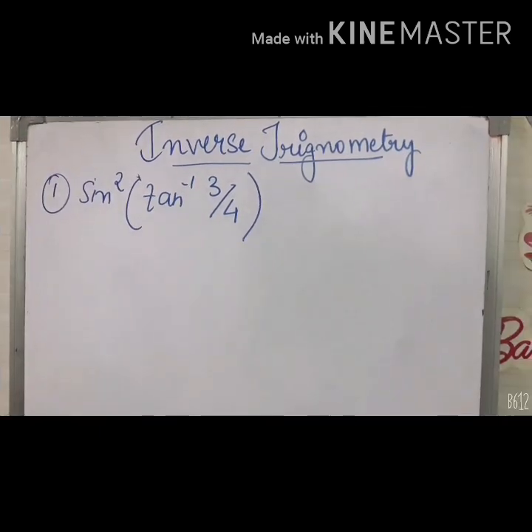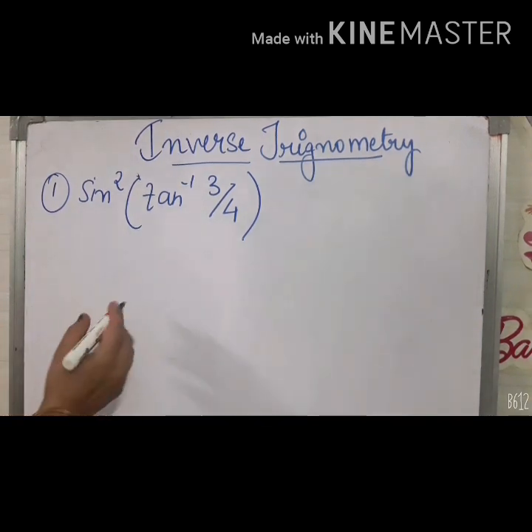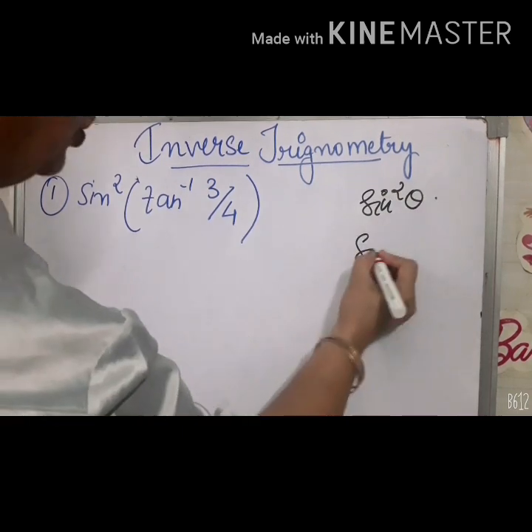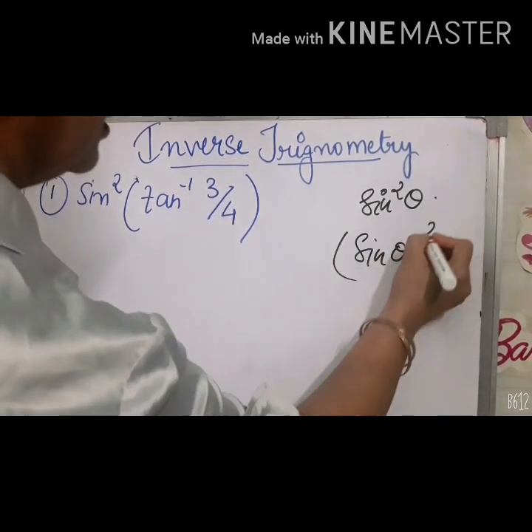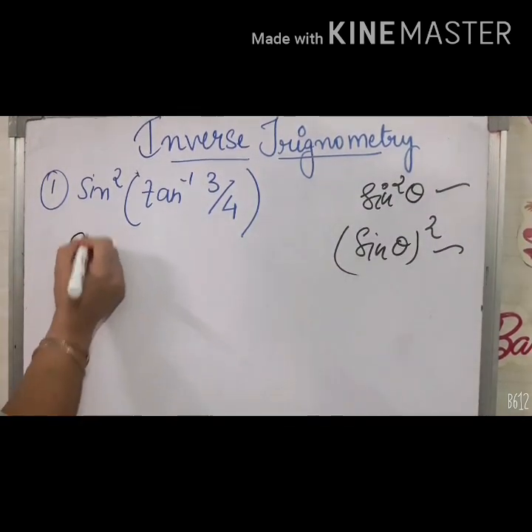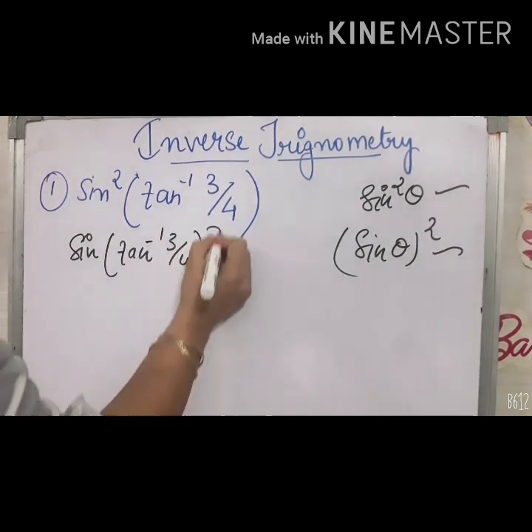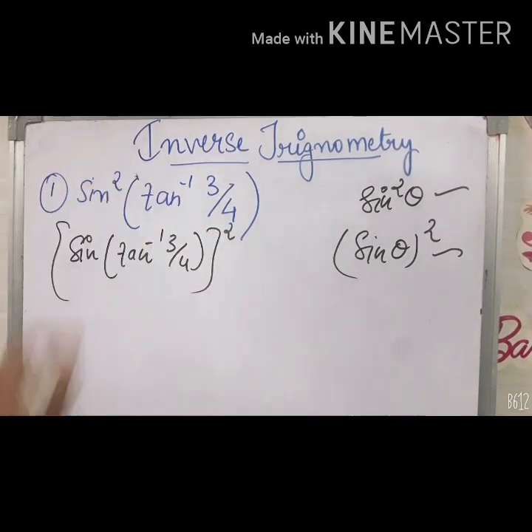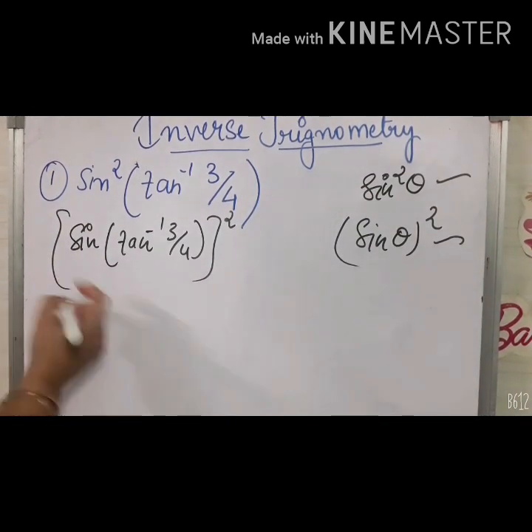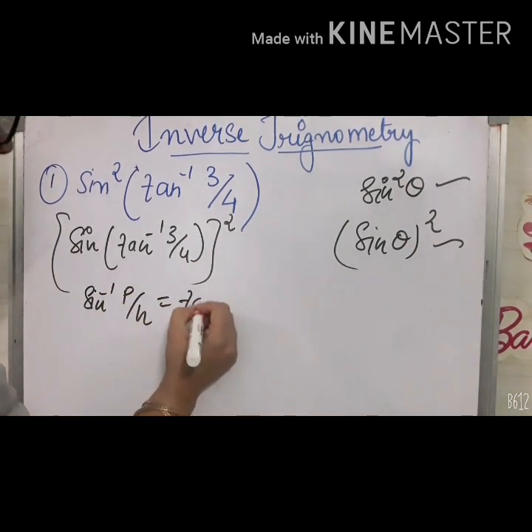The first question is sin² of tan⁻¹(3/4). How to solve it? Let it be sin²θ. So I can write it like this, both are the same. I will write (sin(tan⁻¹(3/4)))². Correct? Now, in the last class, I told you some formulas about this.